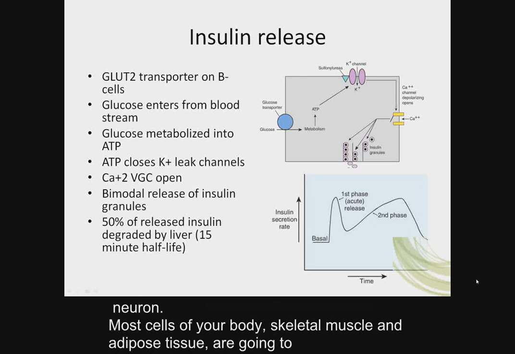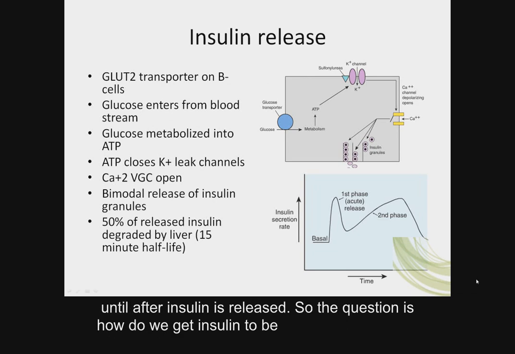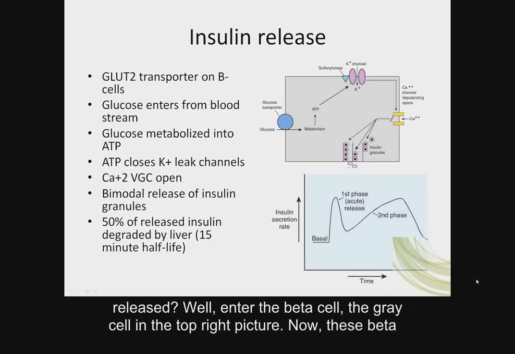Most cells of your body, skeletal muscle, and adipose tissue are going to require GLUT4. The problem with GLUT4 is the transporter is not inserted into the cell membrane until after insulin is released. So the question is, how do we get insulin to be released? Well, enter the beta cell, the gray cell in the top right picture.